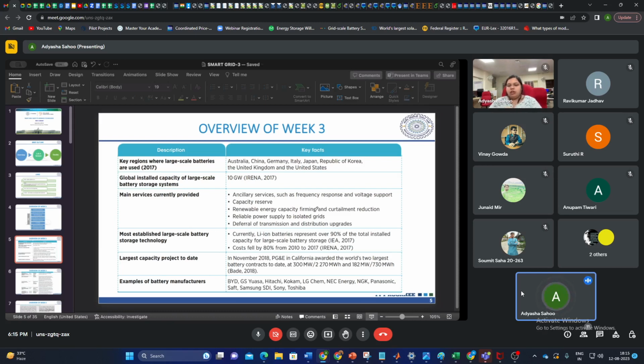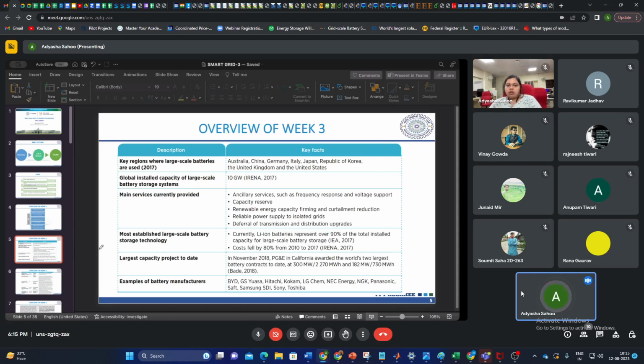Then, deferral of transmission and distribution grid investments. As we discussed, these storages will help in deferring the grid infrastructure investment in terms of, let's say, voltage control devices, transmission lines, and substations.